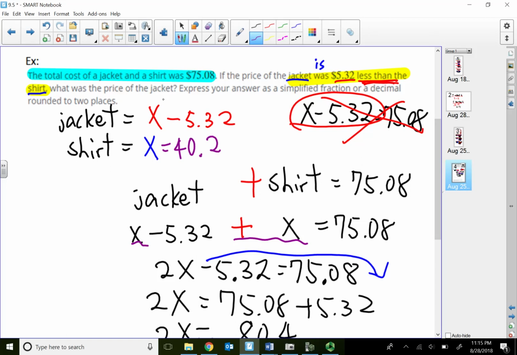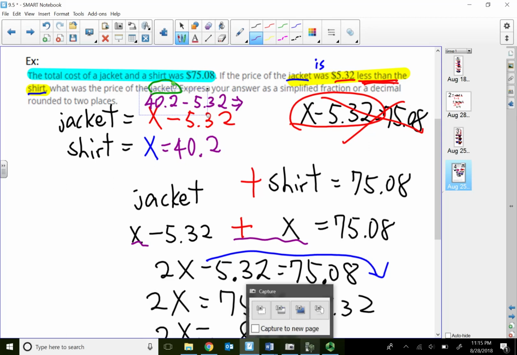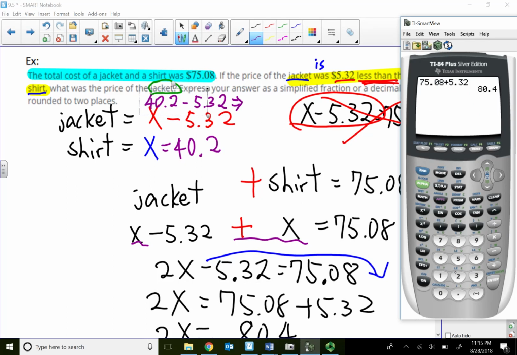But what was the question asking? What was the price of who? The jacket. So I need to find the jacket, which is x minus 5.32, or we can say this is 40.2 minus 5.32, which will tell me the price of the jacket. So 40.2 minus 5.32, the price of the jacket, is 34.88.